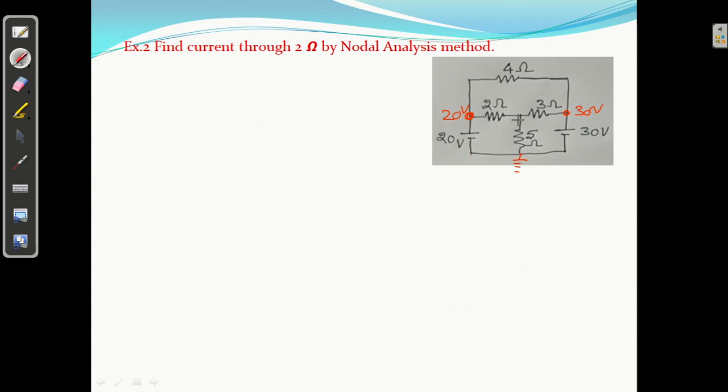But they are asking to find the current through 2 ohm by nodal analysis. So assign the voltage to all nodes. 20 volt, here 30, and here assign the voltage, let us say V1.